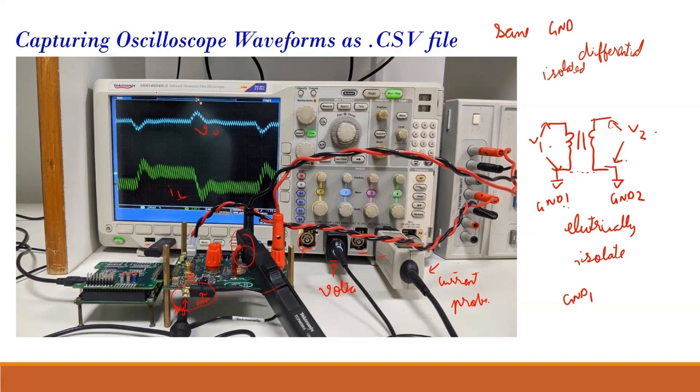Most normal oscilloscopes are non-isolated oscilloscopes, and isolated oscilloscopes will be very expensive. So the normal general purpose lab oscilloscopes are all non-isolated. The ground of this and the ground of this and the ground of this are all internally connected.